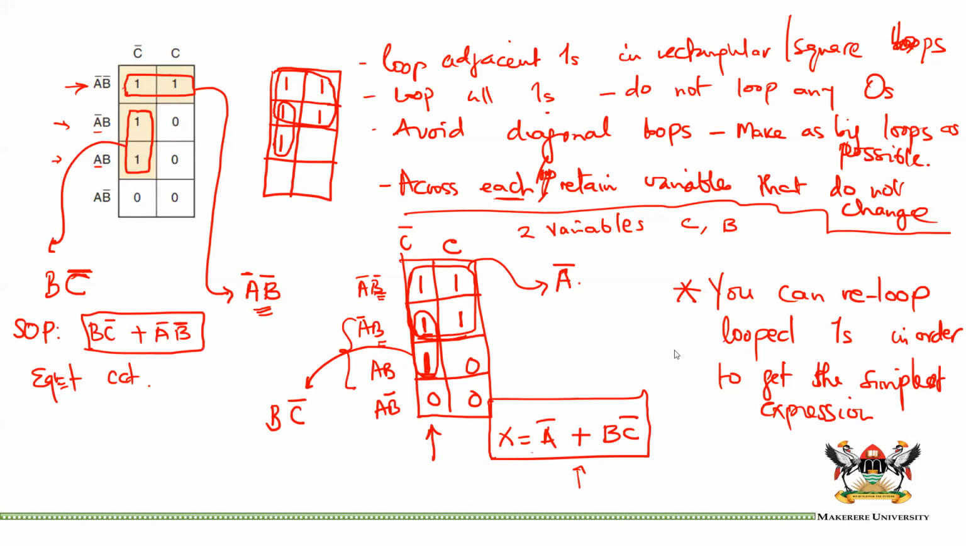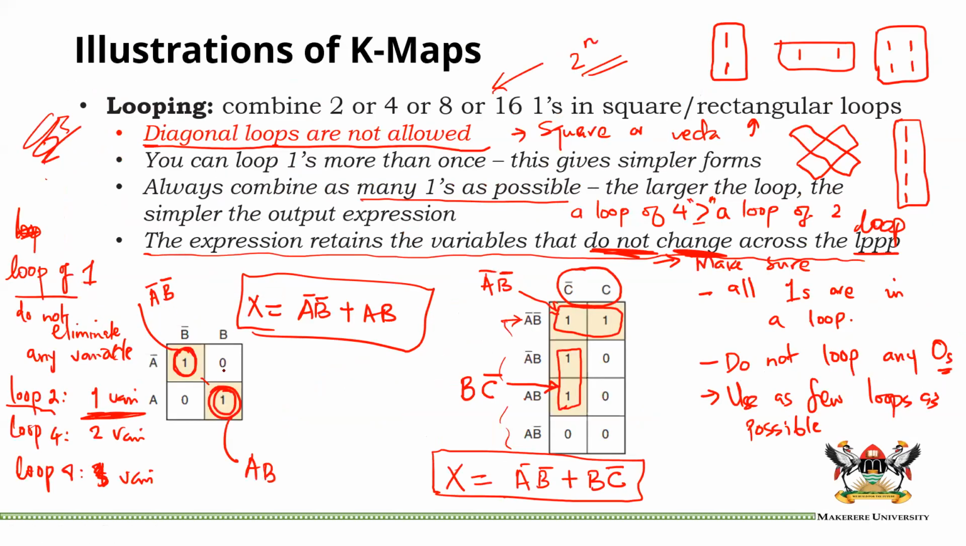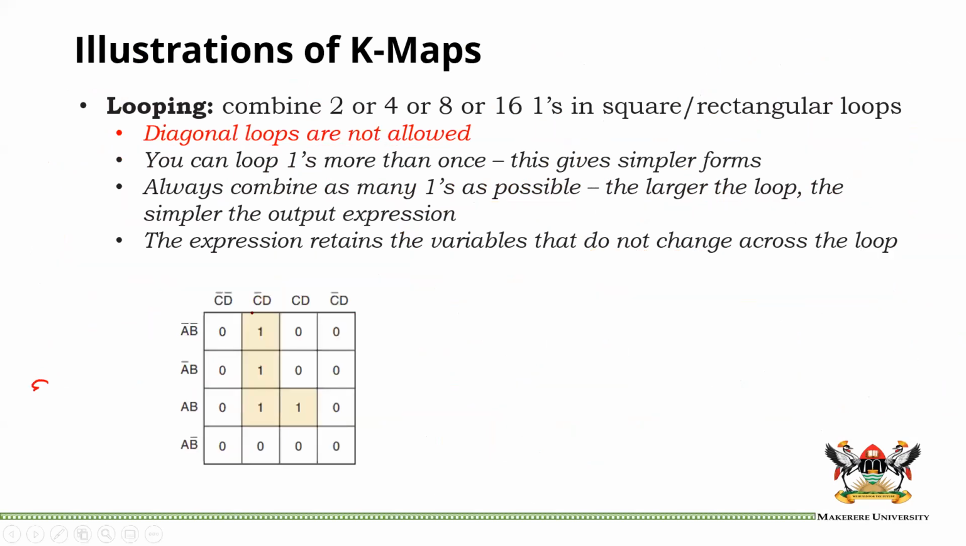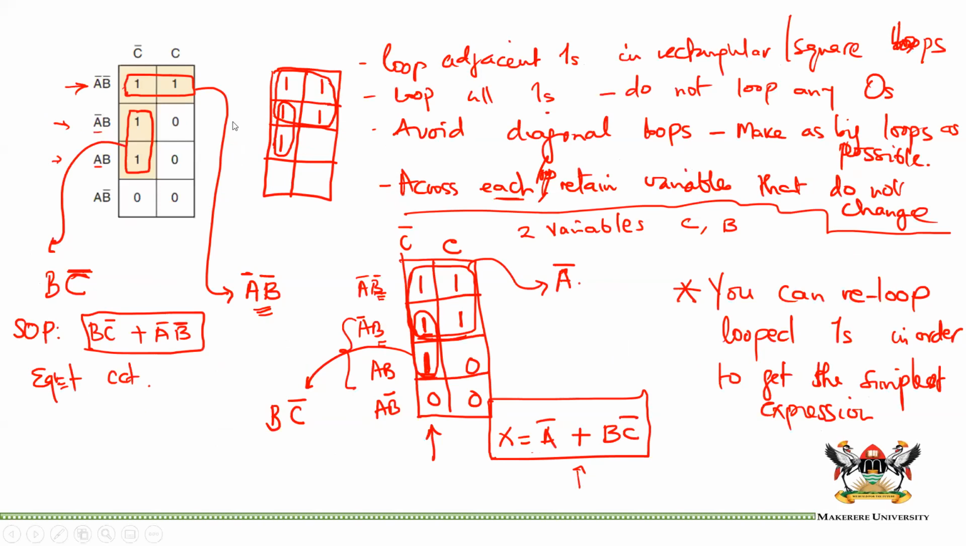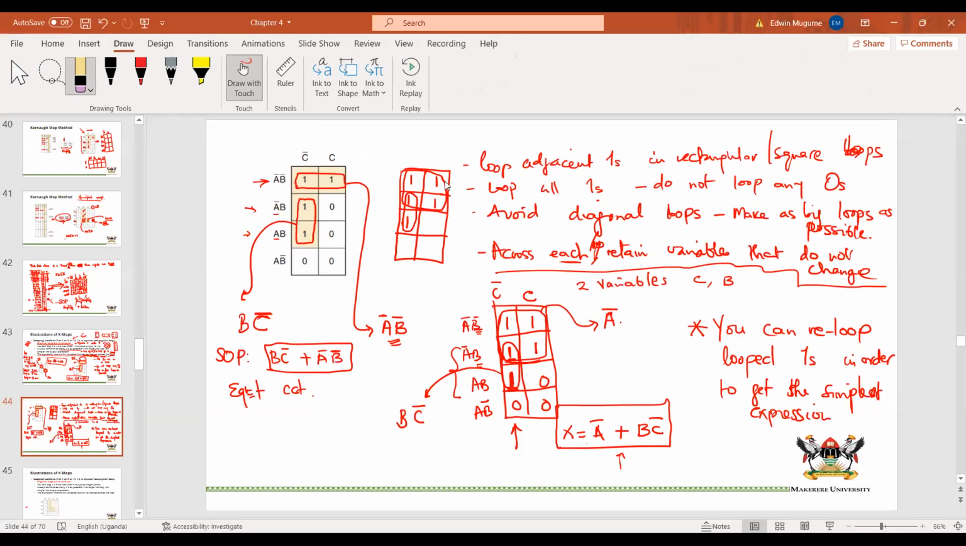Excuse me, Sir, pardon, on how you have got the A inverse. Okay. The A inverse has come from the bigger loop.